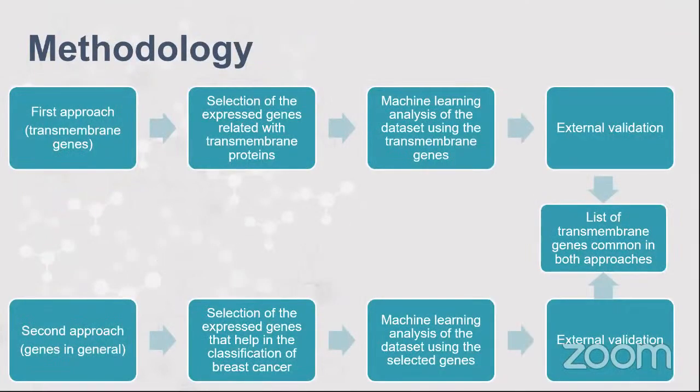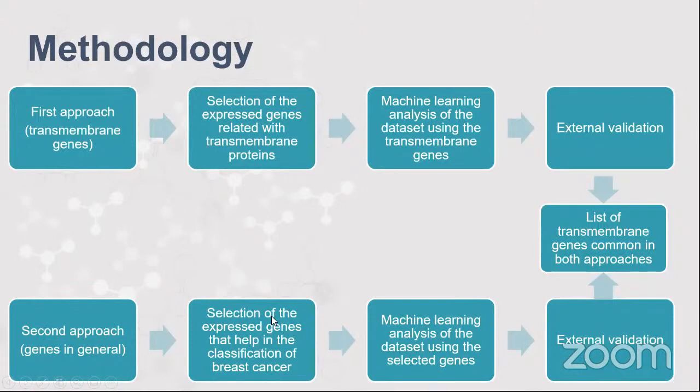And the methodology consists of two approaches. The first approach involves the selection of transmembrane proteins from the annotation of the genes that are present in a data set, then performing some machine learning analysis using these selected genes, and then validating all these genes with another data set in order to see if the machine learning and the genes are performing in a proper manner.